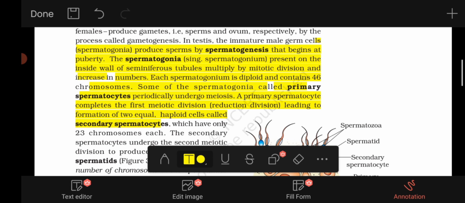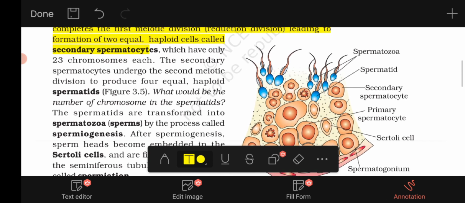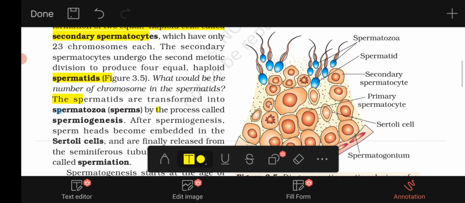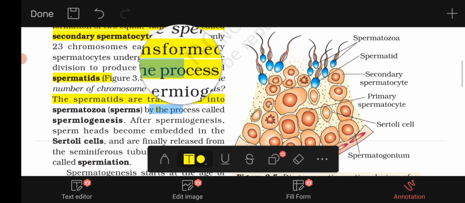Okay, so the primary spermatocyte, after completing the first meiotic division, is now called a secondary spermatocyte. So it gives rise to two haploid cells called secondary spermatocytes, which have only half the chromosomes, that is 23 chromosomes each, and the secondary spermatocytes undergo the second meiotic division to produce four haploid cells called spermatids. Okay, and this is called spermatogenesis. Now the spermatids are transformed into spermatozoa or sperms by a process called spermiogenesis.